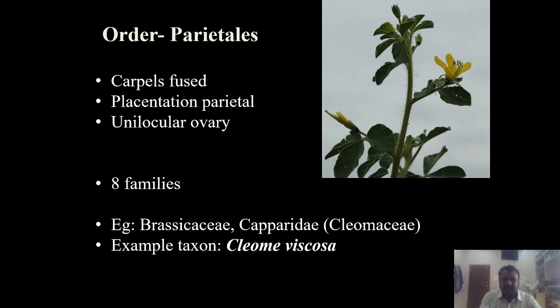Under Parietales, carpels are fused here, placentation is parietal, which is a very important character. And unilocular ovary is another important character. And 8 families were recognized in this order. Some examples of families: Brassicaceae, Capparidaceae, etc. An example taxon for this order is Cleome viscosa.